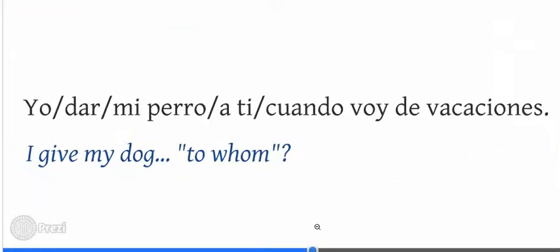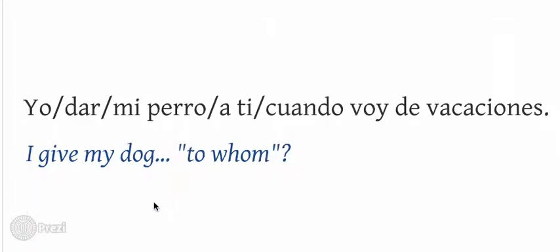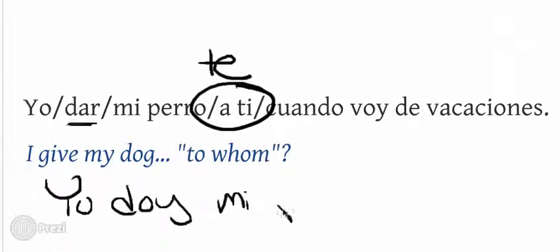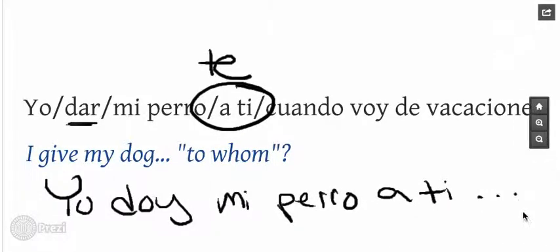Let's do an example. I give my dog to you when I go on vacation. Ask yourself, I give my dog to whom? To you. My indirect object pronoun is going to be te. In this case, let's accompany the verb. So, yo, let me conjugate dar to the yo form. Doy mi perro a ti, cuando voy de vacaciones. Where do I put my te? Before the conjugated verb. Here's doy.